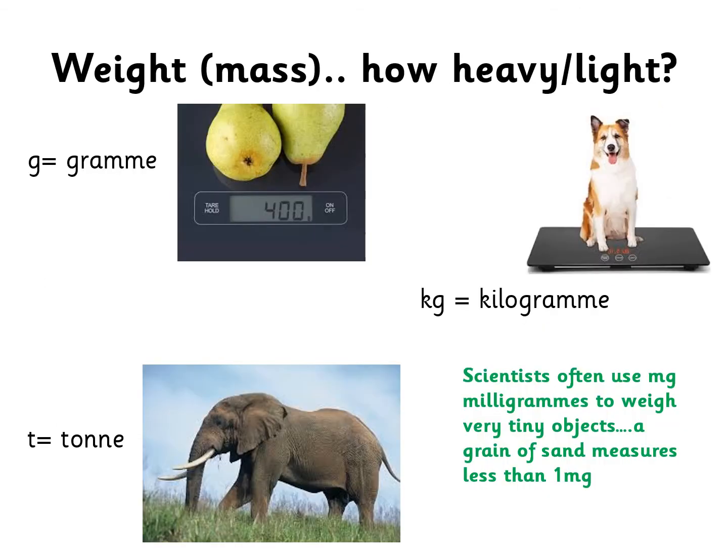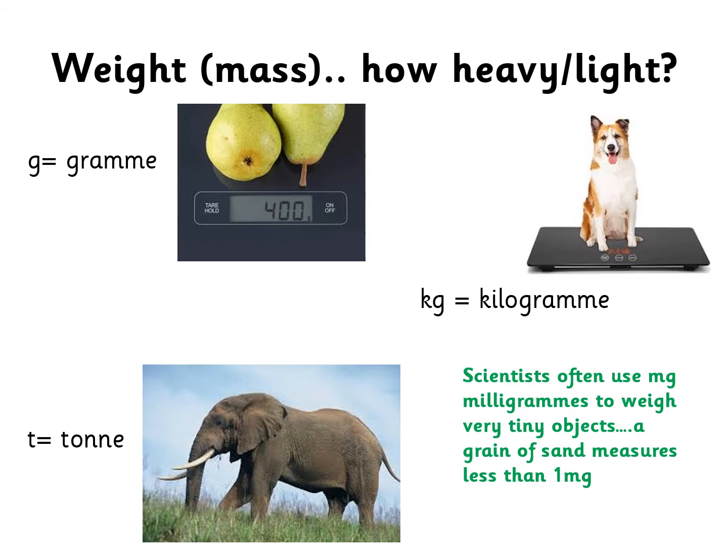The weight or mass of an object tells us how heavy or light it is. Which one of these three do you think is the lightest? Grams, g, kilograms, kg, or tonnes, t? Yes, that's right. The tonne is the heaviest.